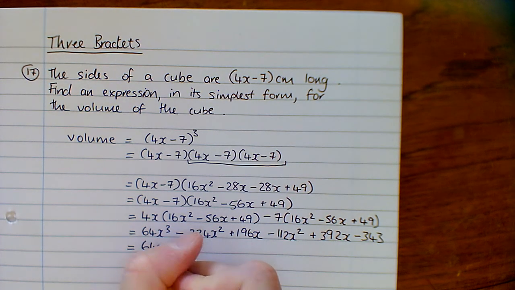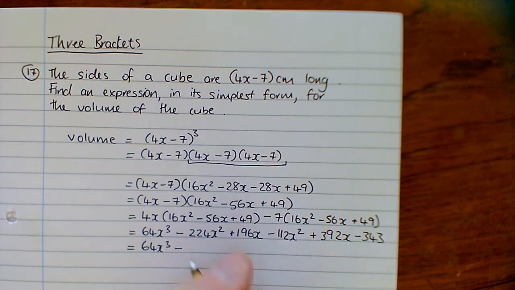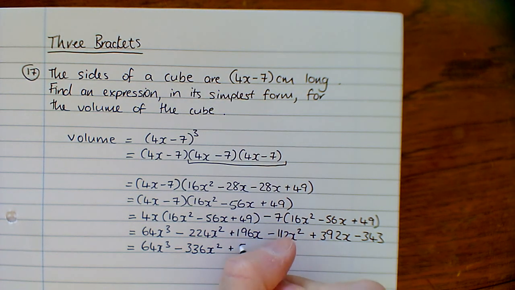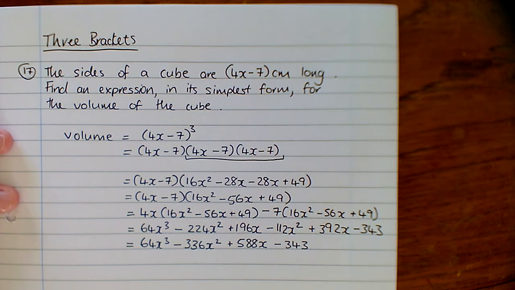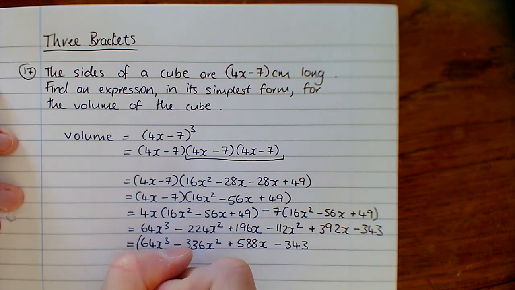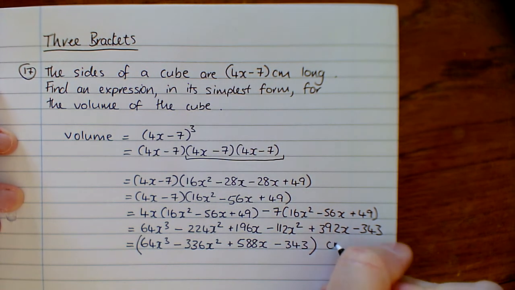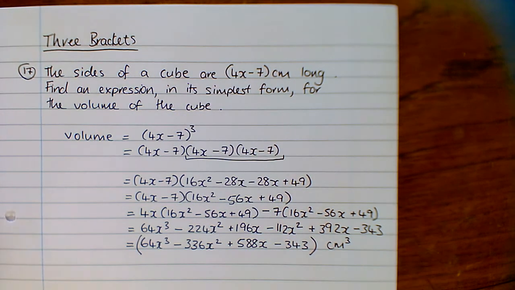So we've got 64x cubed. We've got 2 x squared terms, so that becomes minus 336x squared. 2 x terms, so that becomes 588x. And then we have our minus 343 at the end. And then remember, it's volume that you're finding. So that would be centimetres cubed.